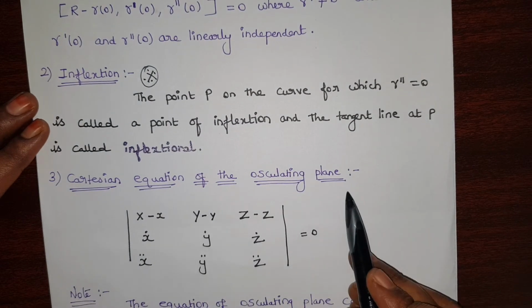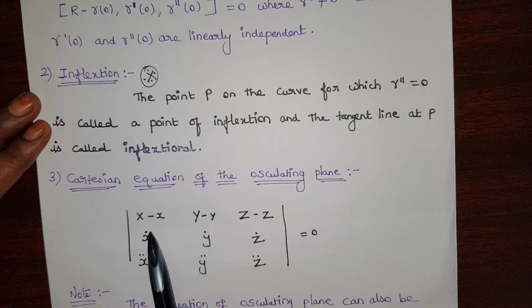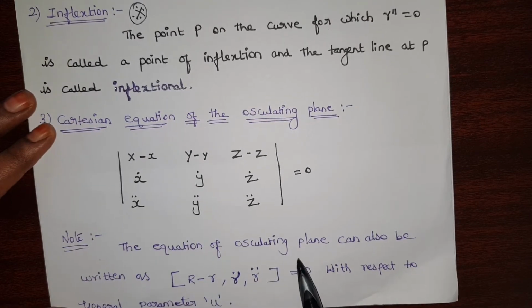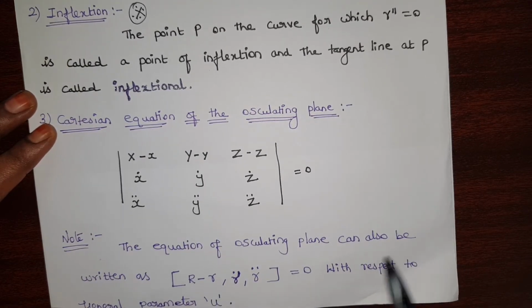The Cartesian equation of the oscillating plane can be written as the determinant of [x minus x0, y minus y0, z minus z0; x dot, y dot, z dot; x double dot, y double dot, z double dot] equal to 0. The equation of the oscillating plane can also be written as r minus r, r dot, r double dot equal to 0 with respect to the general parameter u.